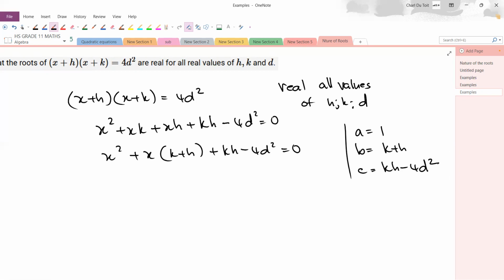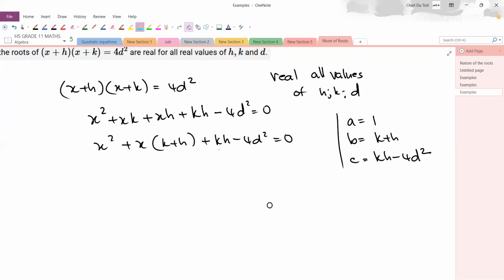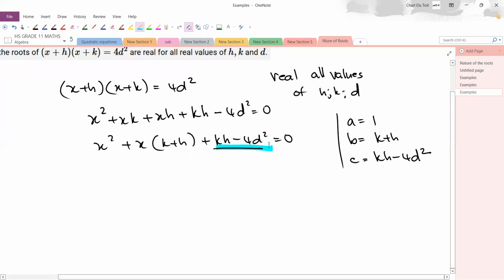Okay, the c value is everything that doesn't have an x. And my b value is everything except the x to the power of 1. And my a value is everything in front of the x squared.